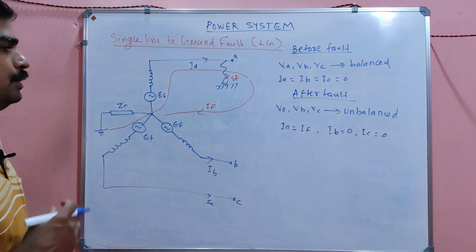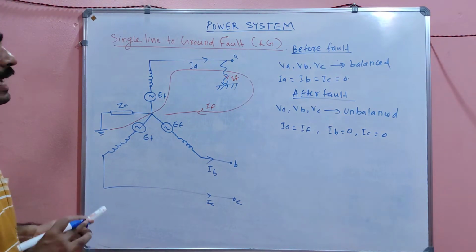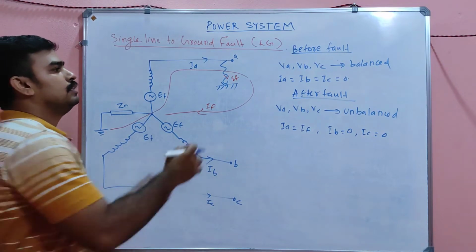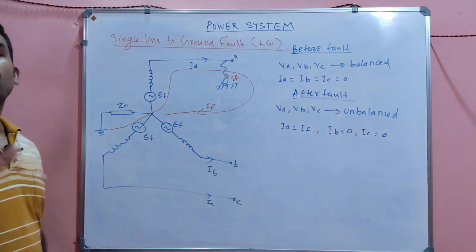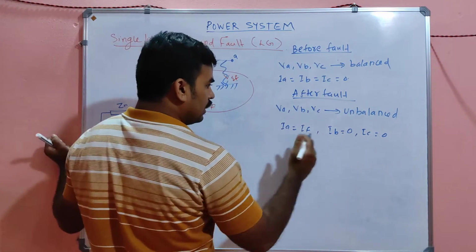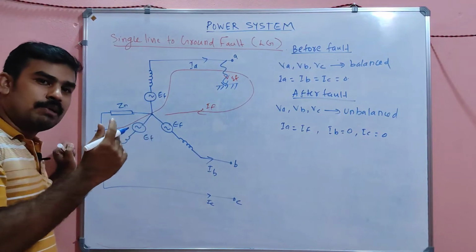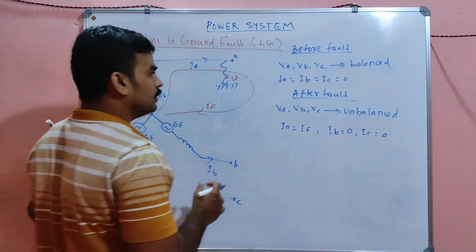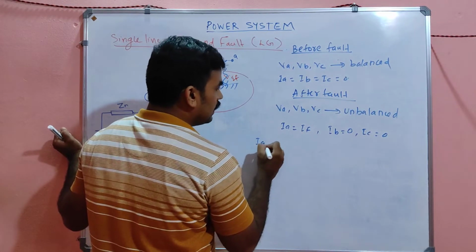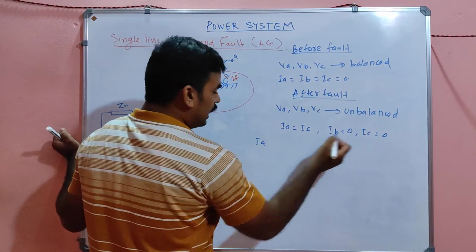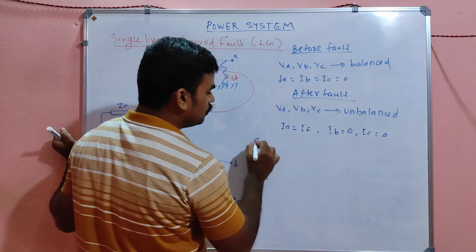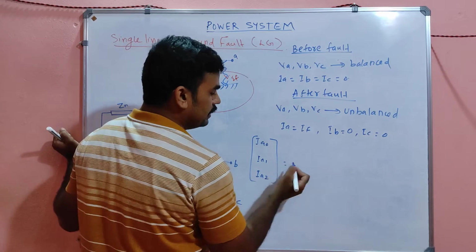So our aim, actually, my dear, is to find the fault current IF. Our aim is to find the fault current IF. For that, I can use this. I already told you that the matrix can be utilized here. That means if you have IA, IB, IC in your hand, you can calculate IA1, IA2 and IA0 from the IA vector.